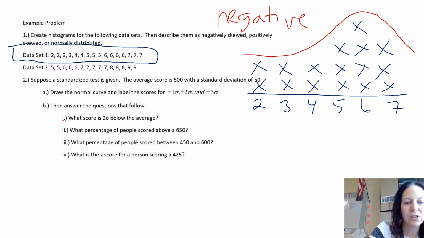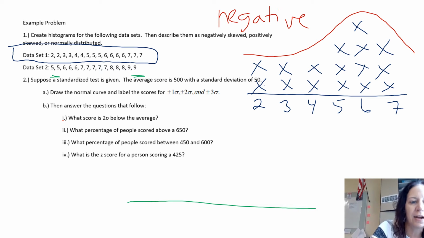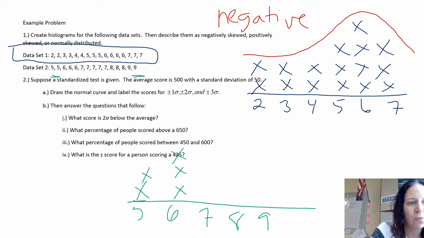Let's go ahead and do the other one. Now the other one goes from 5 to 9. So 5, 6, 7, 8, 9. And we have 2 5s, 3 6s, 1, 2, 3, 4, I think it's 5 7s, 3 8s, and 2 9s.